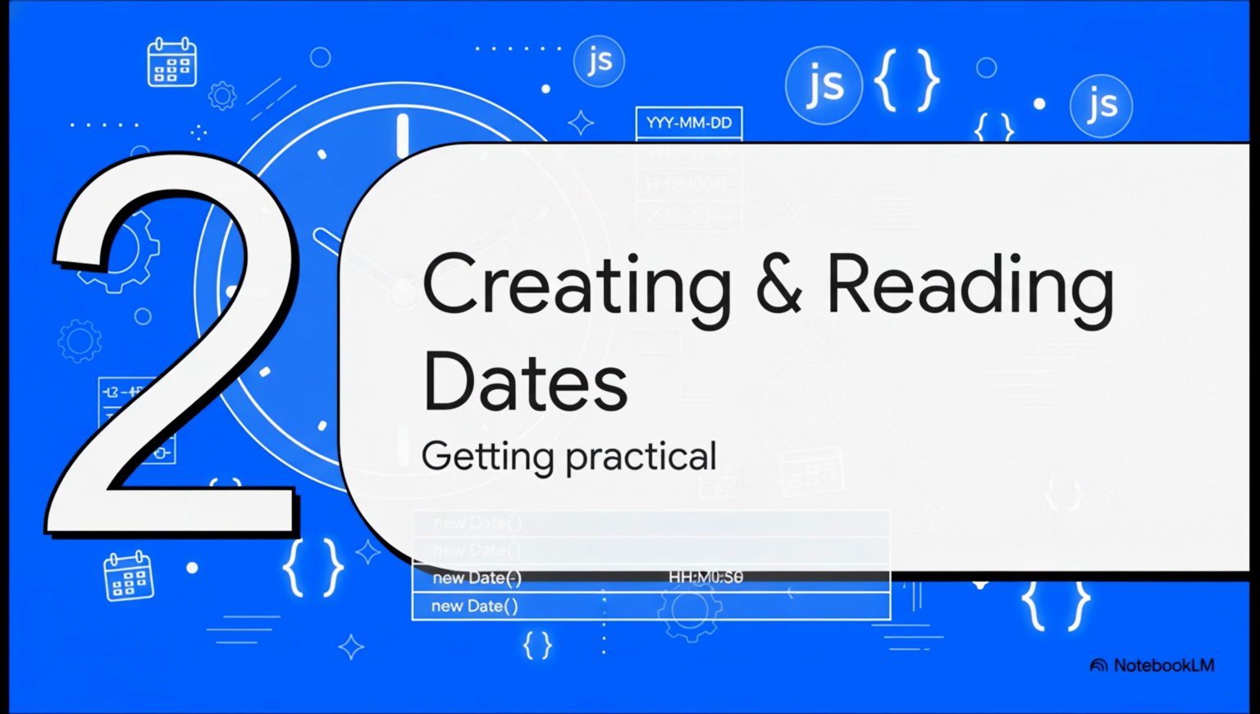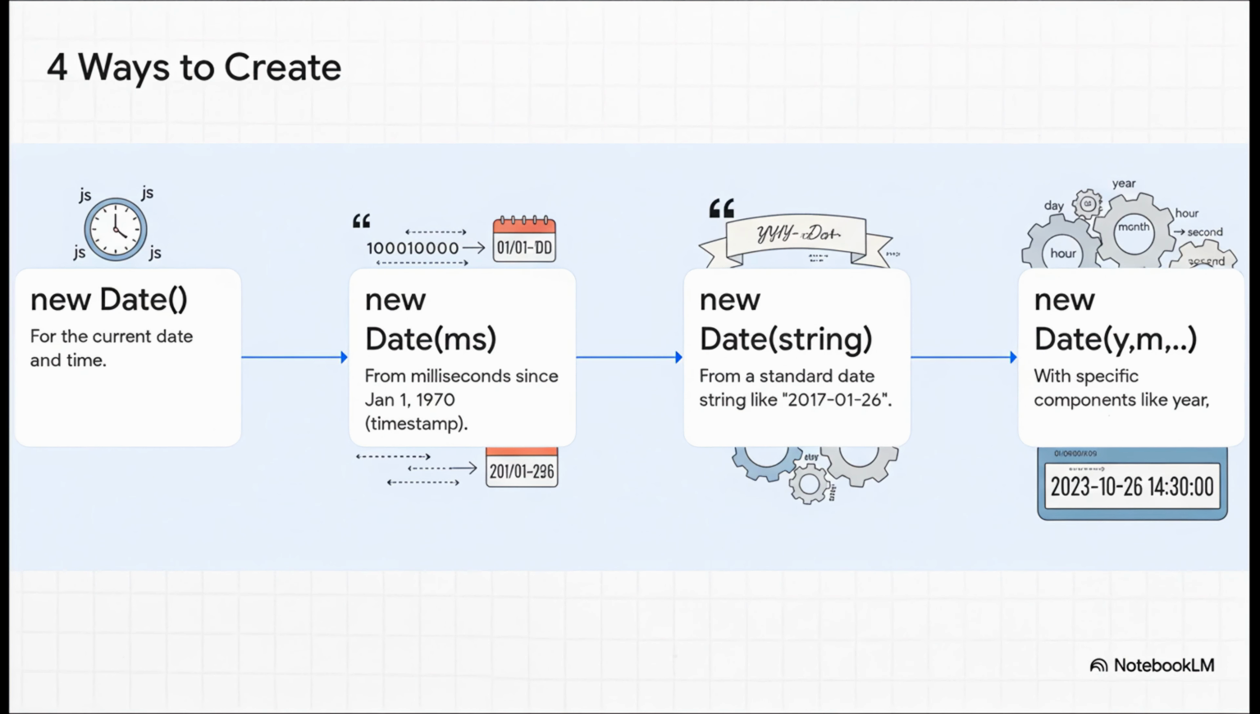All right, enough theory. That's great and all, but let's get our hands dirty. How do we actually make one of these date objects and then get the information back out of it? You've basically got 4 main ways to do this. The easiest is just new Date with empty parentheses. That gives you right now, this very second. You can also feed it a single giant number, a timestamp. We'll talk more about that in a sec. You can give it a nice clean date string, or you can build it piece by piece with the year, the month, the day, and so on.